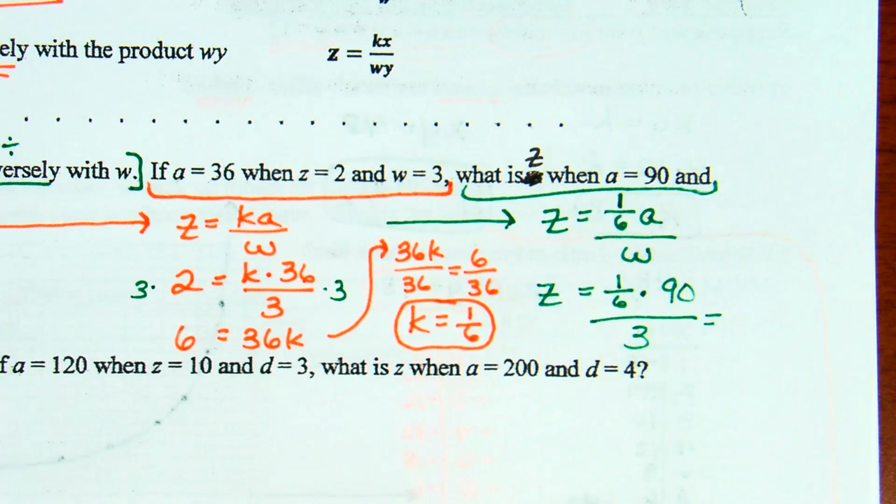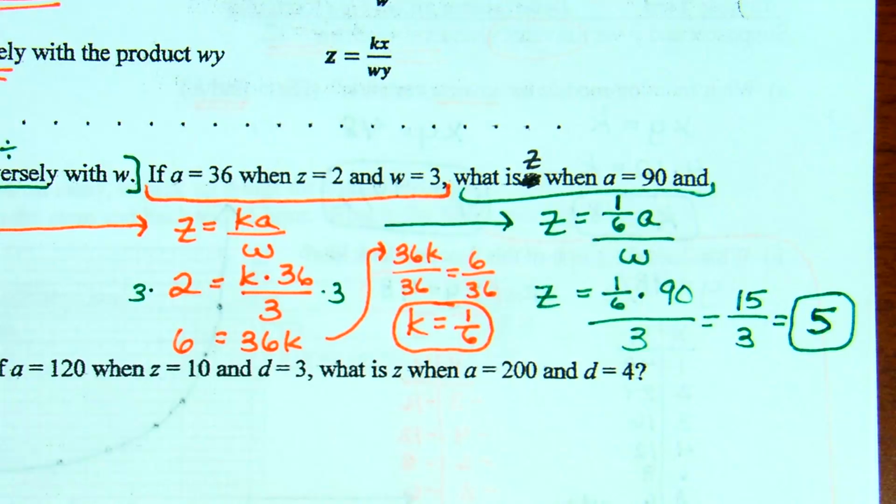Z varies jointly with A and D. If A equals 120, when Z equals 10 and D equals 3, what is Z when A is 200 and D is 4? Sounds like a lot all blurred together, doesn't it? Which is why I didn't read it all out originally. Start with a step. Look at the first sentence. Get your equation.